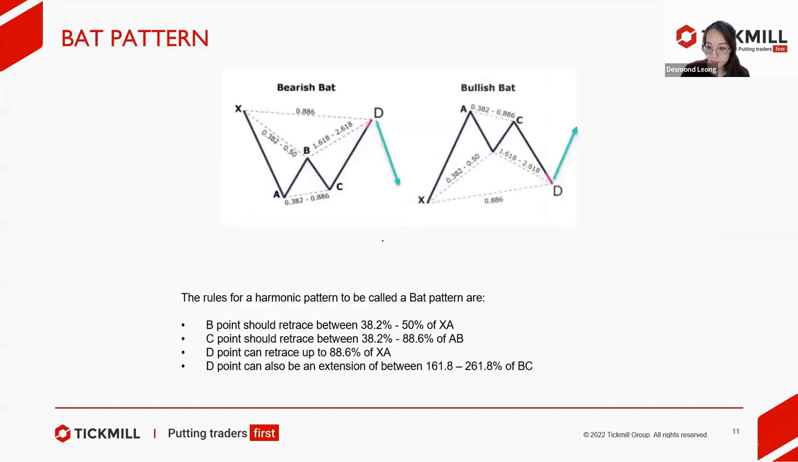All right. Okay, so now I'm going to talk about the Bat pattern. How does the Bat pattern work? Actually bearish or bullish is the same, I mean, the levels are just mirrored. So basically, how you get the Bat pattern is the B point. This is the B point, which should retrace between 38.2% to 50% of XA.